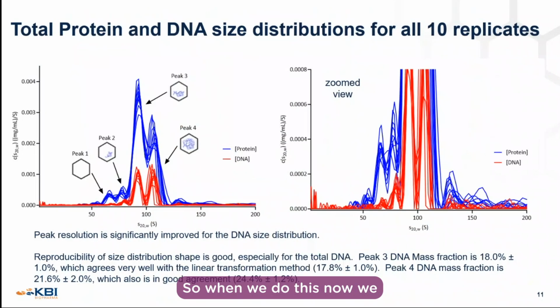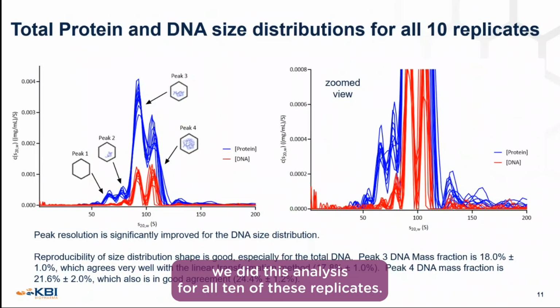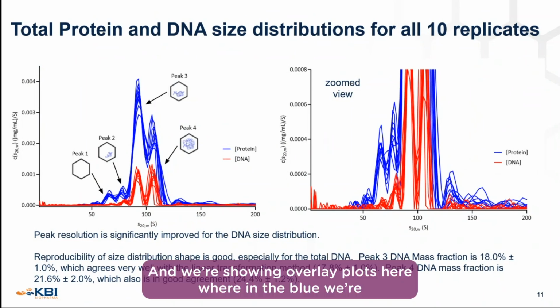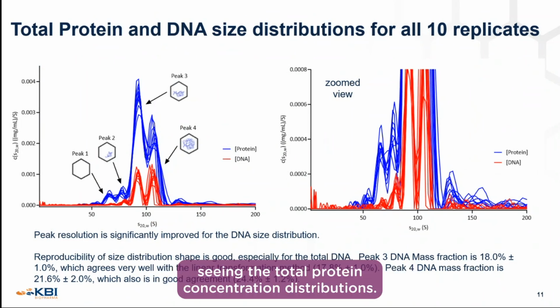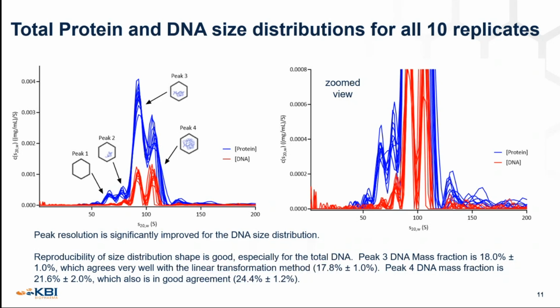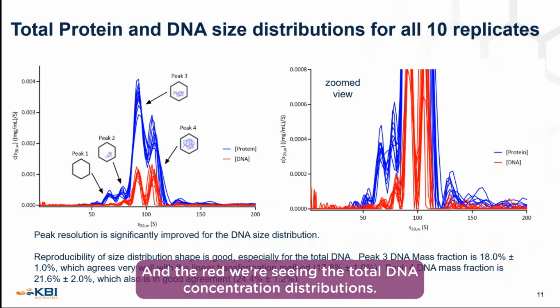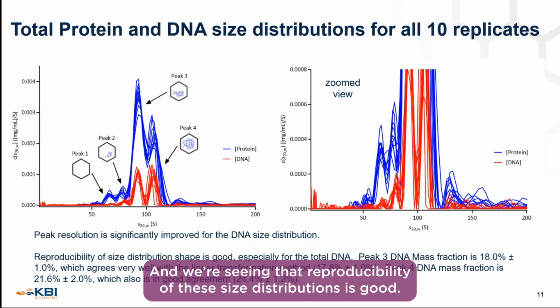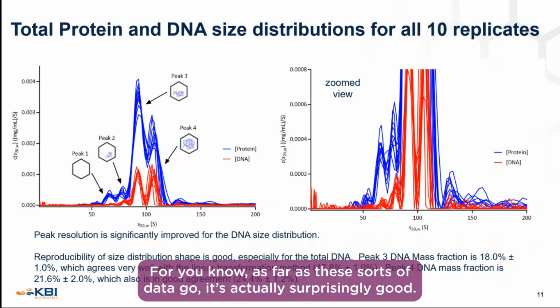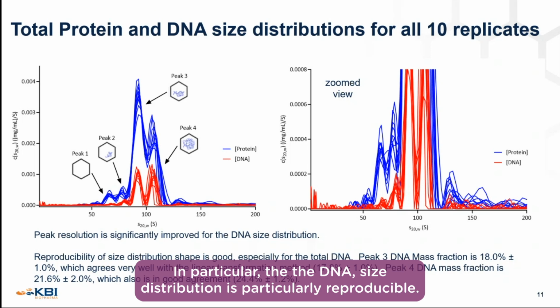So now we did this analysis for all 10 of these replicates, and we're showing overlay plots here. In the blue, we're seeing the total protein concentration distributions, and in the red, we're seeing the total DNA concentration distributions. And we're seeing that reproducibility of these size distributions is good. As far as these sorts of data go, it's actually surprisingly good. In particular, the DNA size distribution is particularly reproducible.